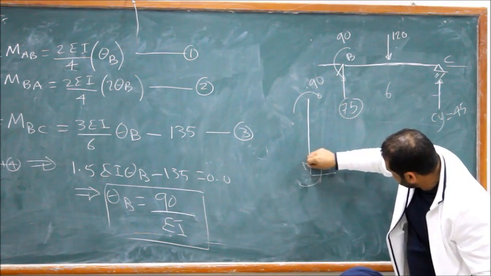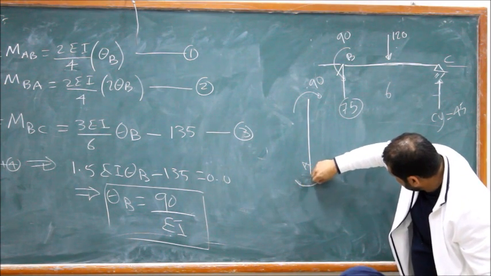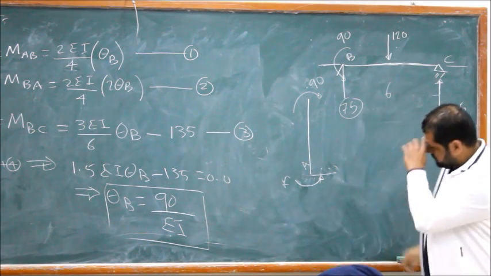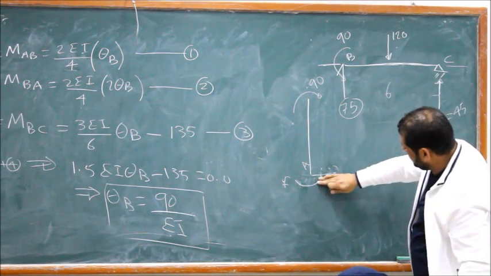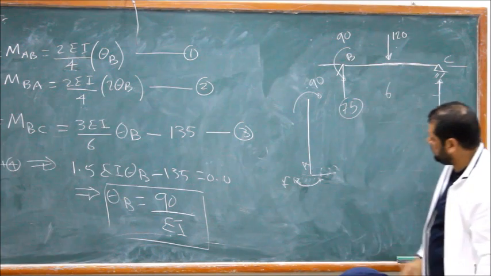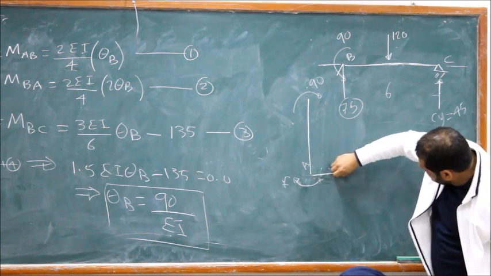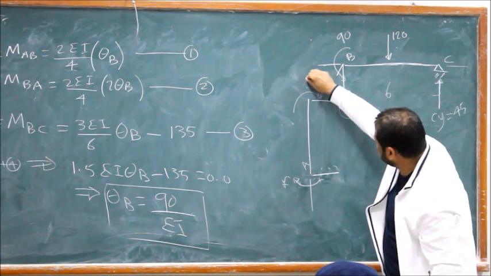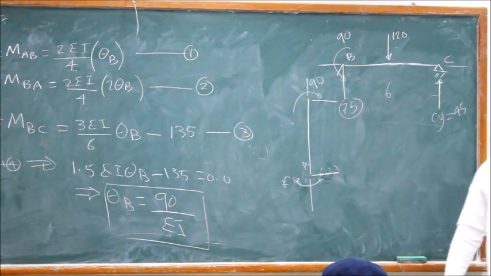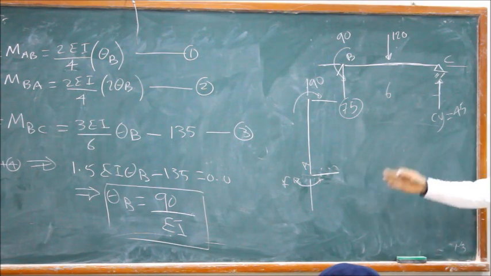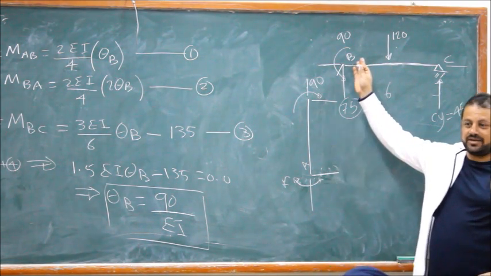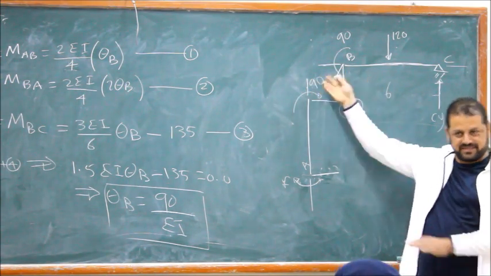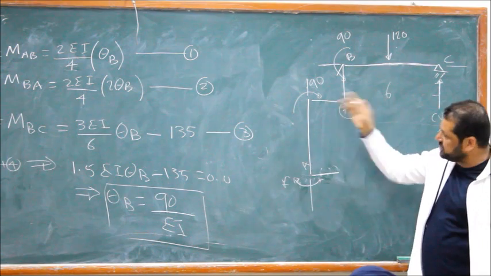Make it nice. This is A. And the moment here at A is 45, so clockwise. There is a shear here, and there is a shear here, and there is an axial here, and an axial here. For your information, the axial in the column is the shear in the beam, and the shear in the beam is the axial in the column. Let's wait for now. Let's find the shear.